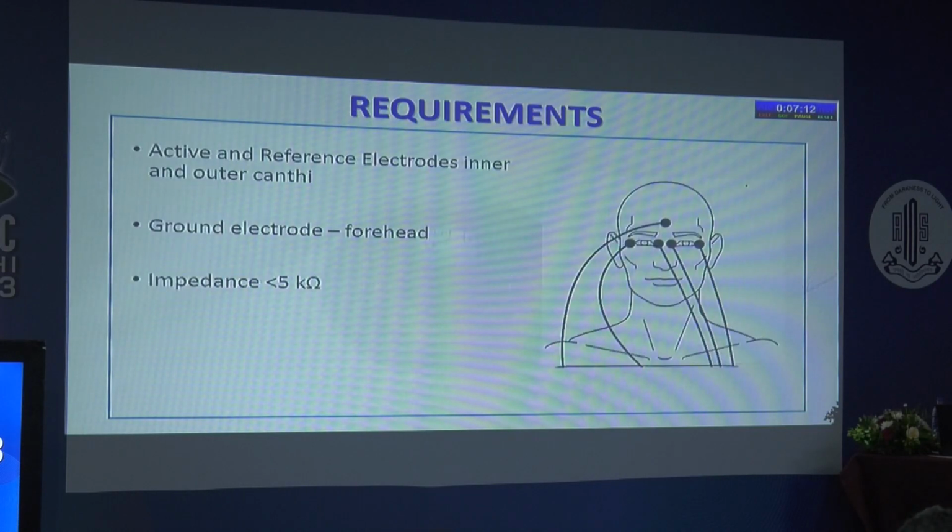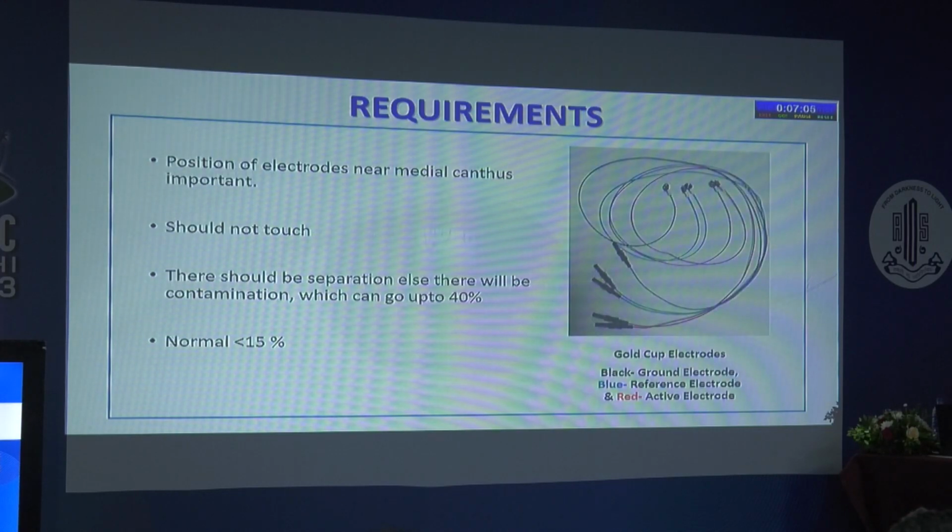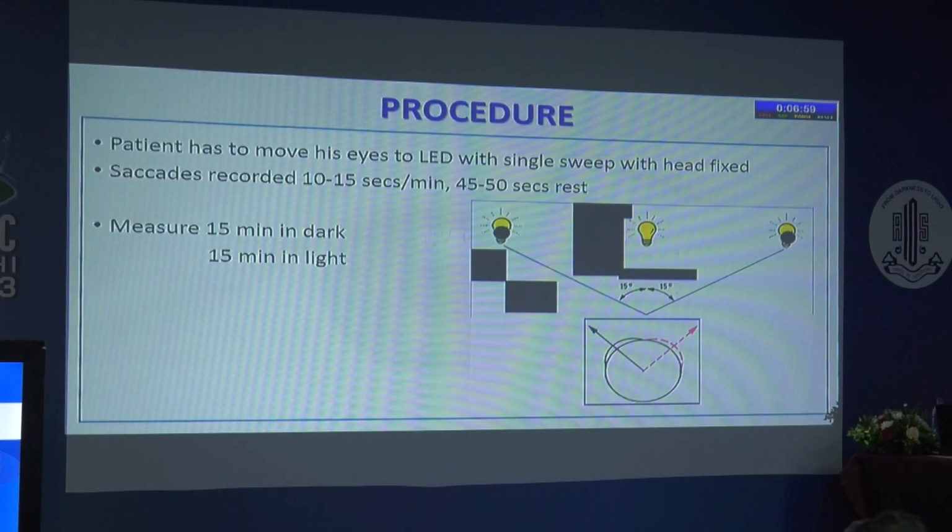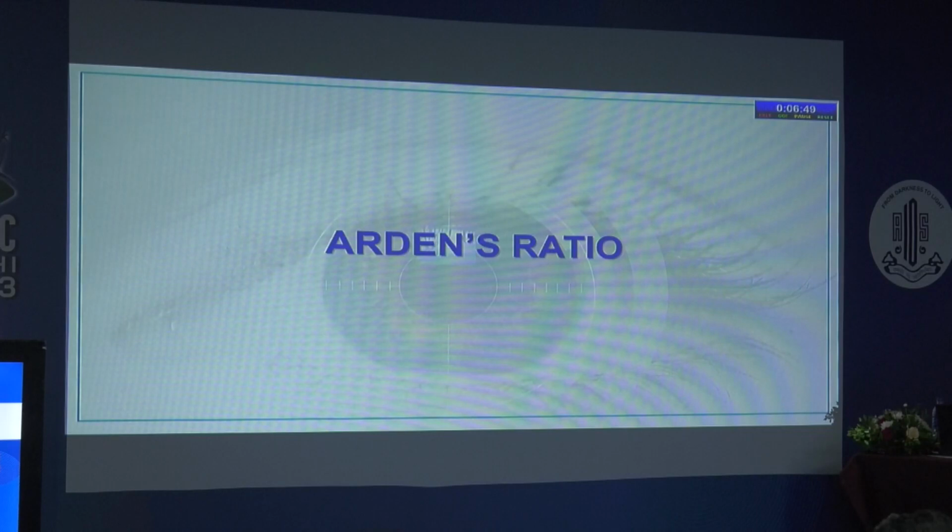You can see the active and reference electrodes at the inner and outer canthi, the ground electrode on the forehead, and impedance should be less than 5 kilo ohm. You can see here gold cup electrodes: black is the ground, blue is the reference, and red is the active electrode. The patient has to move his eyes to the LED with a single sweep with the head fixed. Saccades are recorded 10 to 15 seconds per minute, with 45 to 50 seconds rest. Measure 15 minutes in dark and 15 minutes in light.